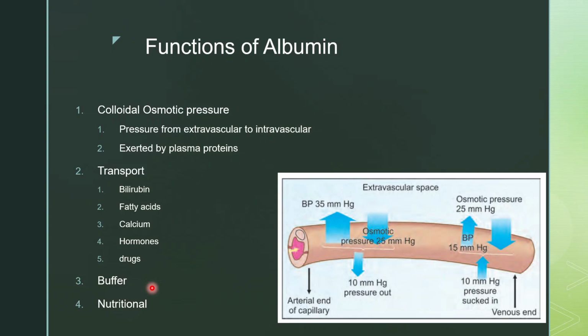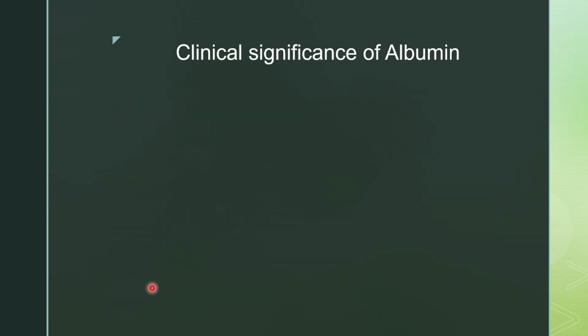Next important function is that albumin also is a source of nutrition for all the other cells, because albumin is a complete protein. It contains all the essential amino acids. So other cells take up albumin, break it down into individual amino acids and use it for their purpose. Okay. Now coming to clinical significance of albumin.